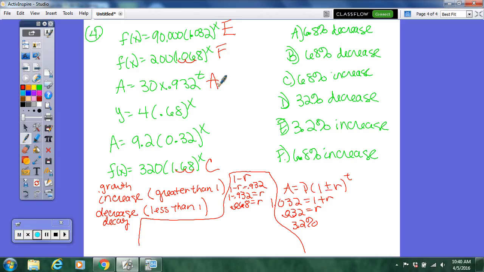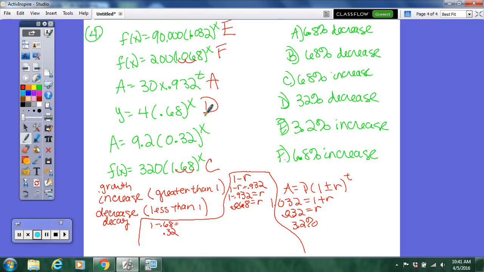All right, next one, 0.68. So increase or decrease? Decrease. It's less than 1. So say 1 minus 0.68. So 1 minus 0.68 is going to be 0.32. So 0.32, well, if I move my decimal 2 places, it's 32%, correct? So, Johnny, sit up. 32% decrease.